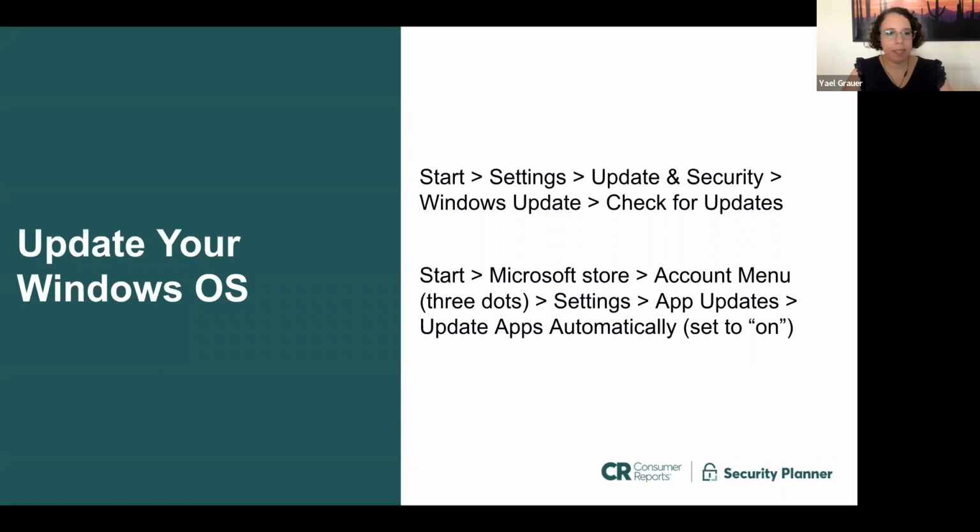And you can also update your apps on your Windows machine automatically. So again, you'll hit the Start screen and then pick Microsoft Store. And then you'll select the account menu with just 3 dots and click on Settings, App Updates, and set Update Apps Automatically to On. And I think all this is really important because usually when you get an update, there's a tendency to kind of blow it off because you're working on something else.